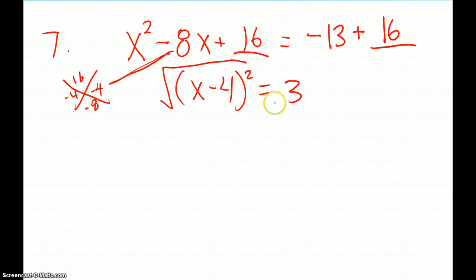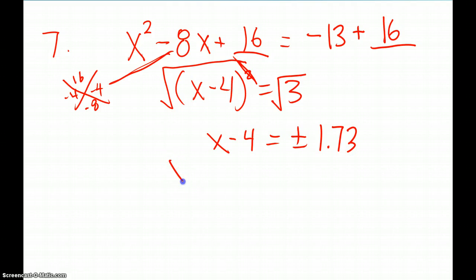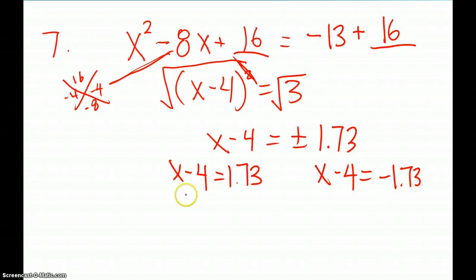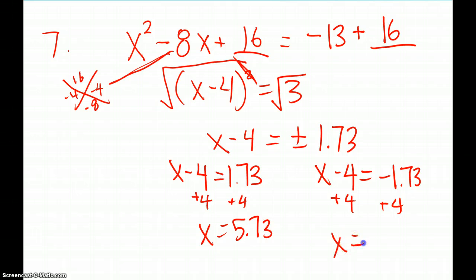Square root to cancel the square. These cancel out. x minus 4 equals plus or minus 1.73. So x minus 4 equals 1.73. x minus 4 equals negative 1.73. So I add the 4, x equals 5.73. Add the 4 and add the 4, x equals 2.27.